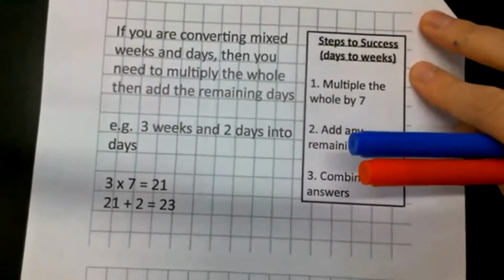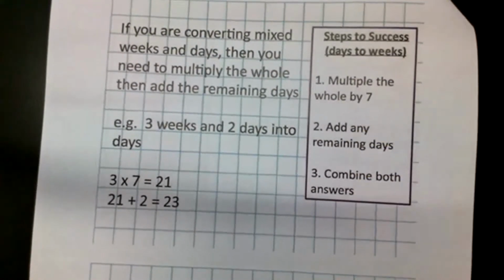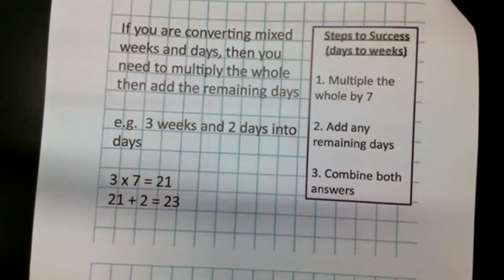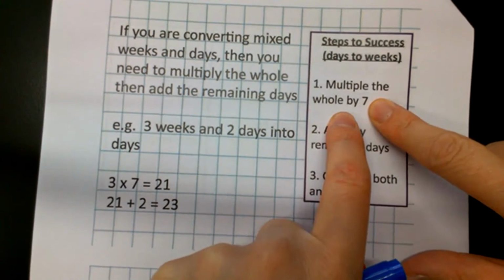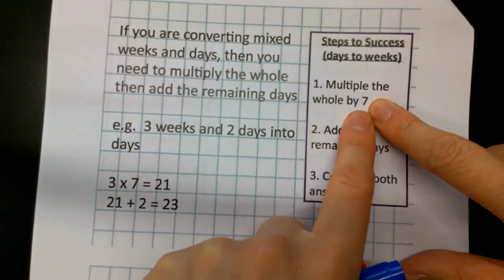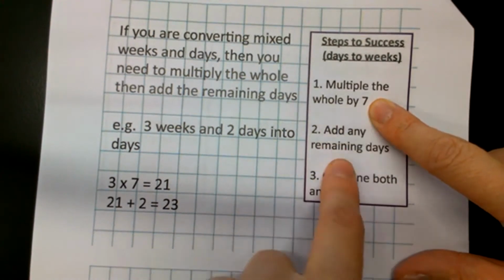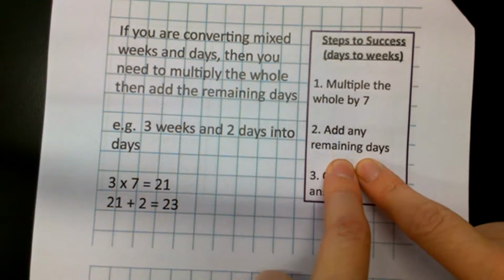Right. Now, if you're converting a mixture of days and weeks, then you need to multiply the whole, which is the weeks, and then you've got to remember to add the remaining days. So our steps to success are this. Multiply the number of weeks, the whole, by 7. And then add the remaining days.